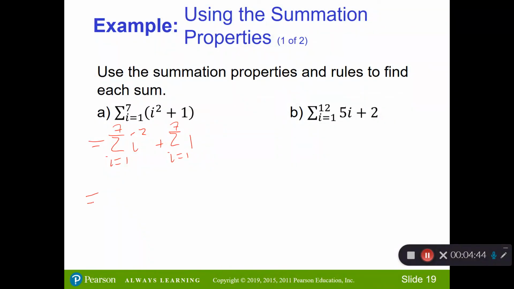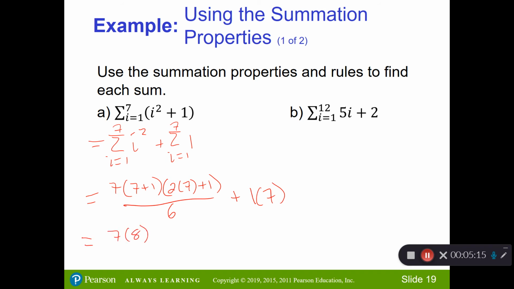So for the first formula, we have n, which is, by the way, the n's up here. So n, which is 7, times n plus 1, so 7 plus 1, times 2n plus 1, all divided by 6. That's plugging into the i squared formula with n equals 7. Plus, the 1 is the constant times n, which is the 7 up here. Okay, so this is 7 times 8 times 14 plus 1 is 15, divided by 6 plus 7.